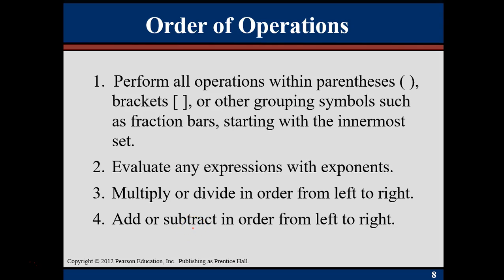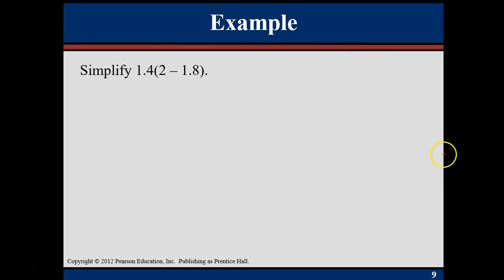When you're following order of operations, you need to remember your order of operations, which is PEMDAS. You also need to remember all of your fraction rules and all of your decimal rules. If I want to simplify 1.4 times the quantity 2 minus 1.8, PEMDAS says I need to start inside with all the parentheses. 2 minus 1.8 is 0.2. Now I need to multiply. If I have a calculator, I can certainly type in 1.4 times 0.2. If you don't, you'll need to do this by hand.